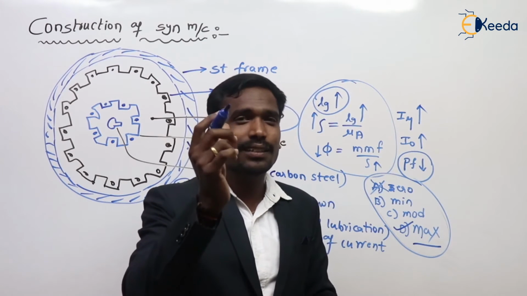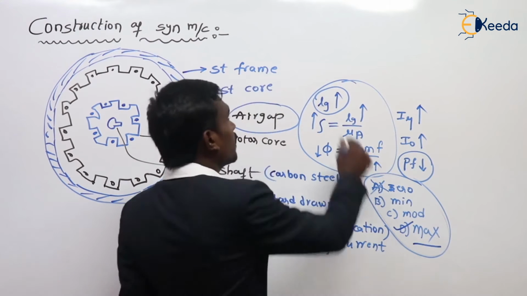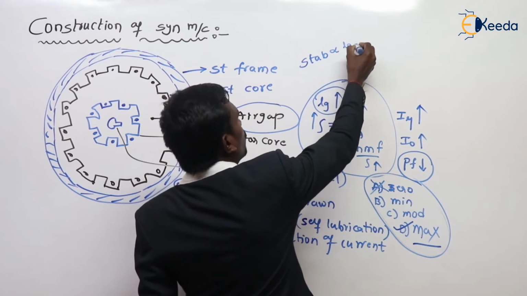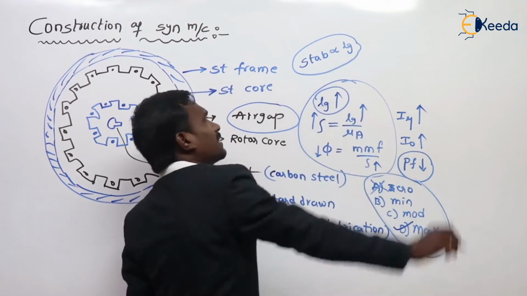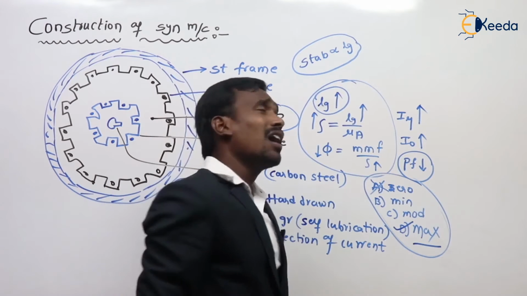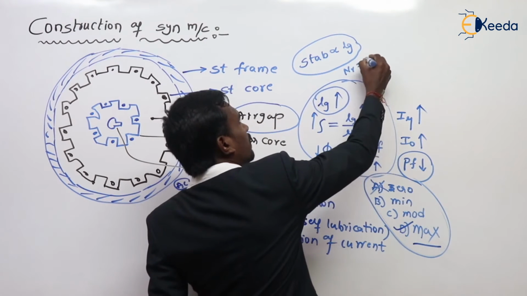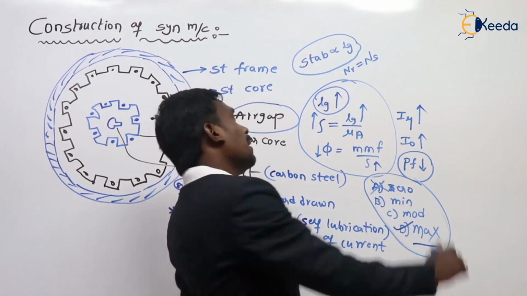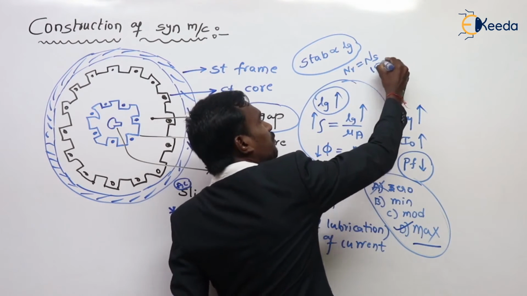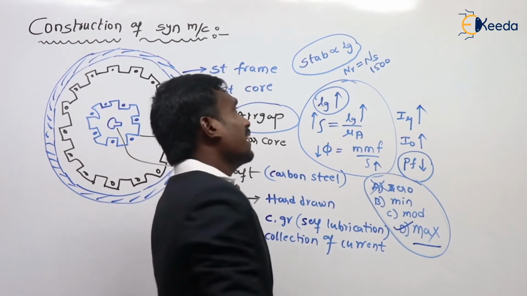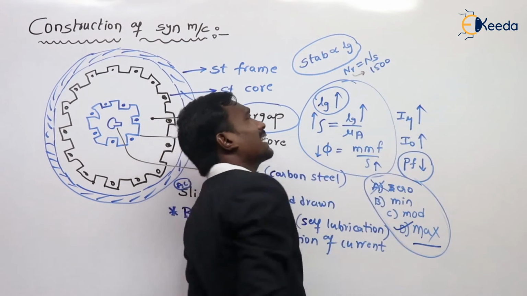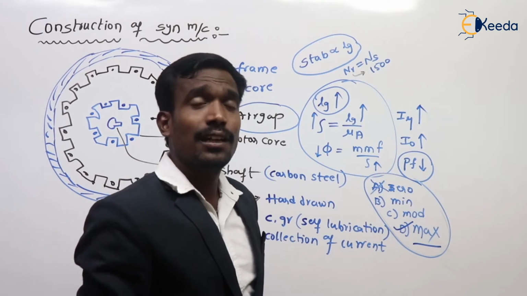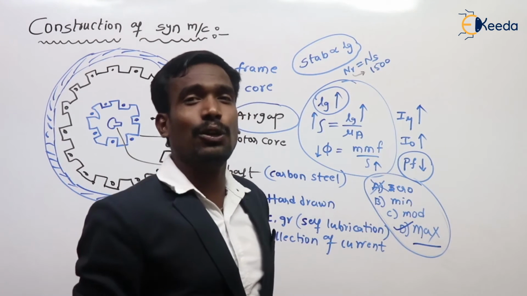Here we have another small relation. The stability is directly proportional to the air gap. Always, the synchronous machine should rotate at synchronous speed. For example, my synchronous speed is 1500 RPM. The rotor should also be exactly 1500 RPM only. Then only it is called a synchronous machine.